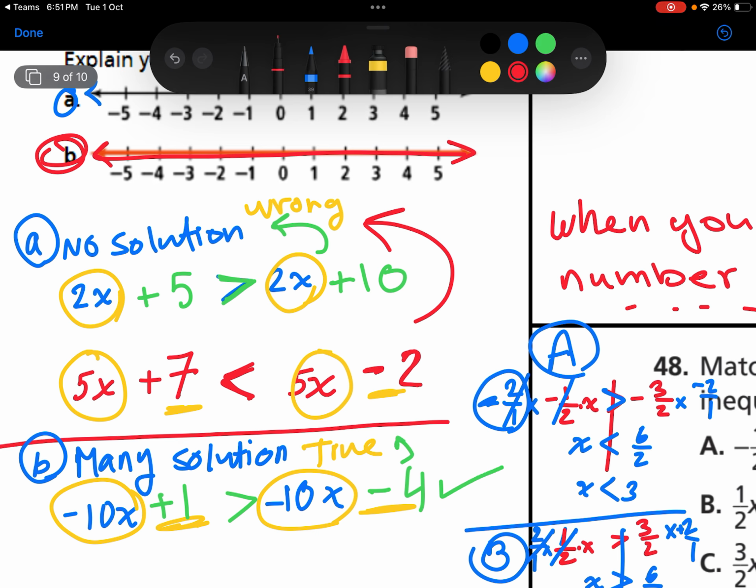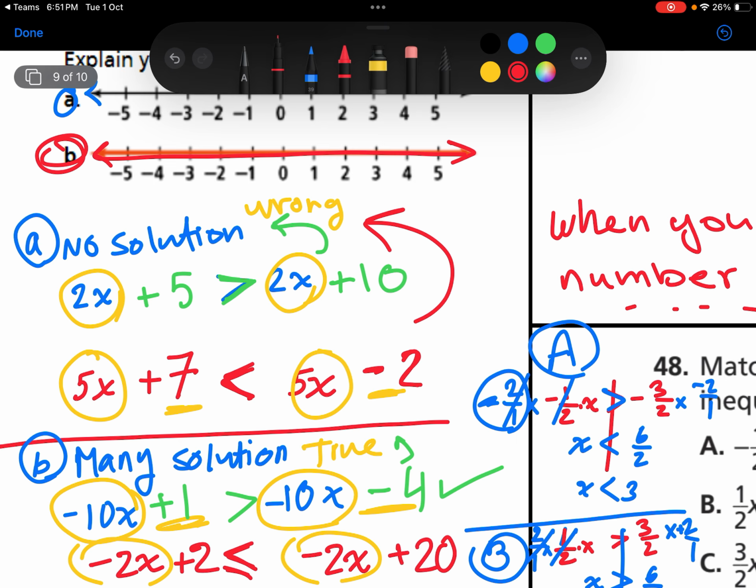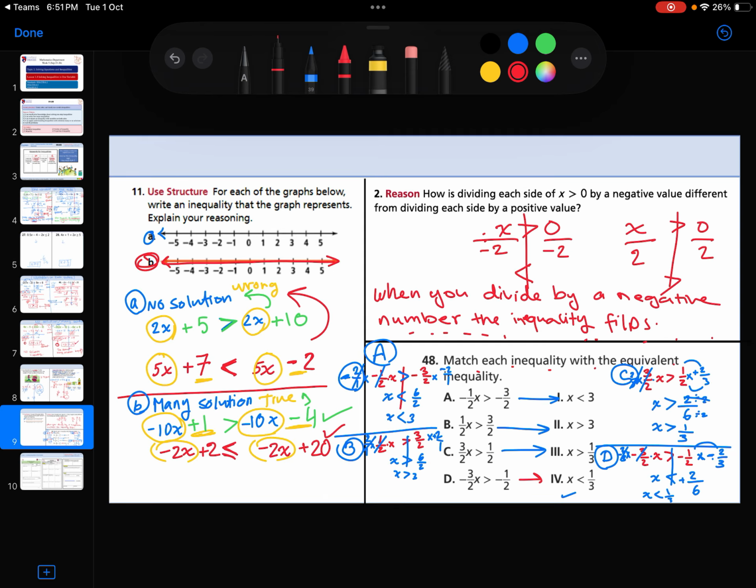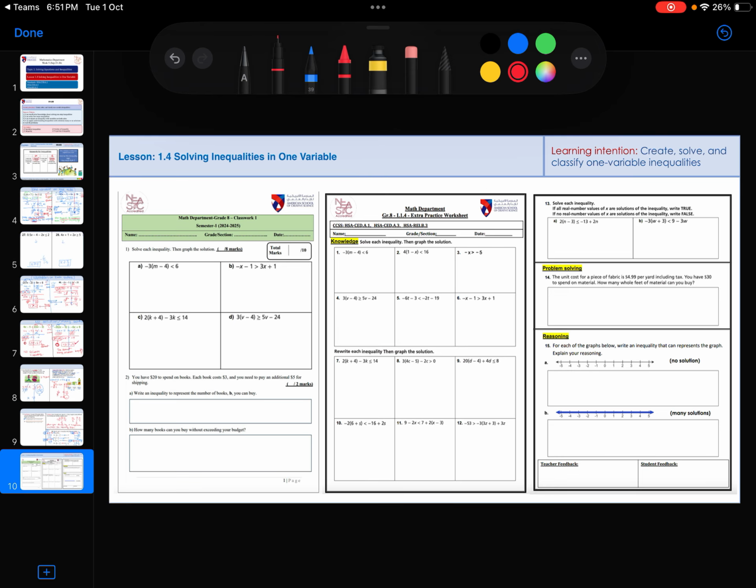Another example. Suppose you have less than or equal to. I will say that my variable is negative 2x. Any variable, by the way. Since they are the same variable, I don't have to worry about it. It will be cancelled. Think about the numbers that are going to be written. My numbers should be less than or equal to the other side. For example, positive 2 is less than or equal to positive 20, which is correct. Got it? That's it. Please make sure to solve these questions in the extra practice worksheet.